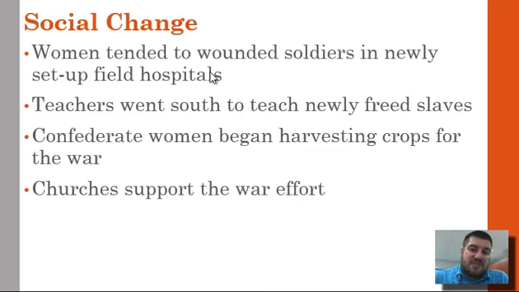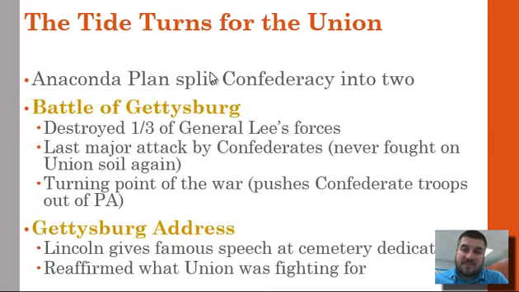In social change, women help out in the war by tending to wounded soldiers in field hospitals. So they set up a hospital right there. Very, very nasty stuff with infection, no anesthetics to put people to sleep to operate. They basically just chop off limbs and hope for the best, and it's a very, very nasty place. Teachers go south to teach these newly freed slaves, to give them an education. Confederate women begin harvesting crops for the war, and churches also support the war effort on both sides.